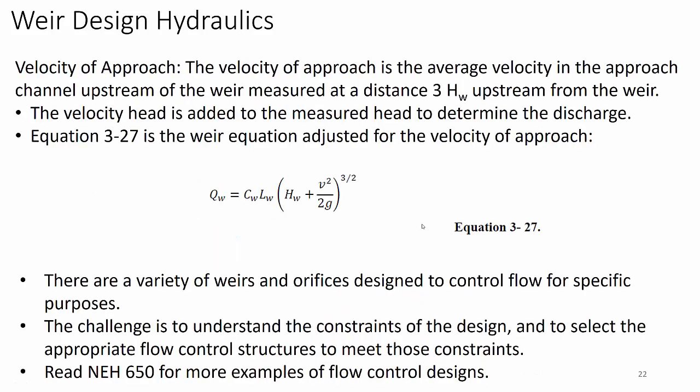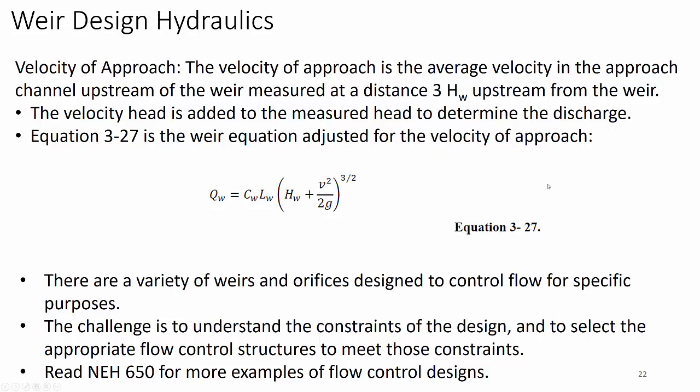The velocity of approach is the average velocity in the approach channel upstream of the weir. It's measured at a distance of 3 times the head of the weir upstream from the weir. Velocity head is added to the measured head to determine the discharge. So if you have velocity coming through, this is a way to take kinetic energy as well as gravitational energy into effect. So you take QW equals CW times LW times HW plus the velocity head to the three halves.